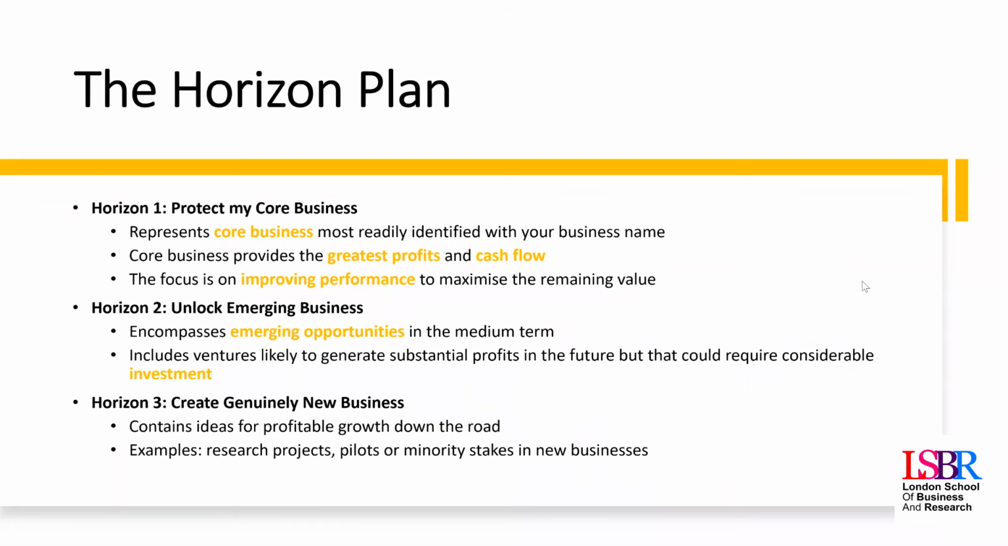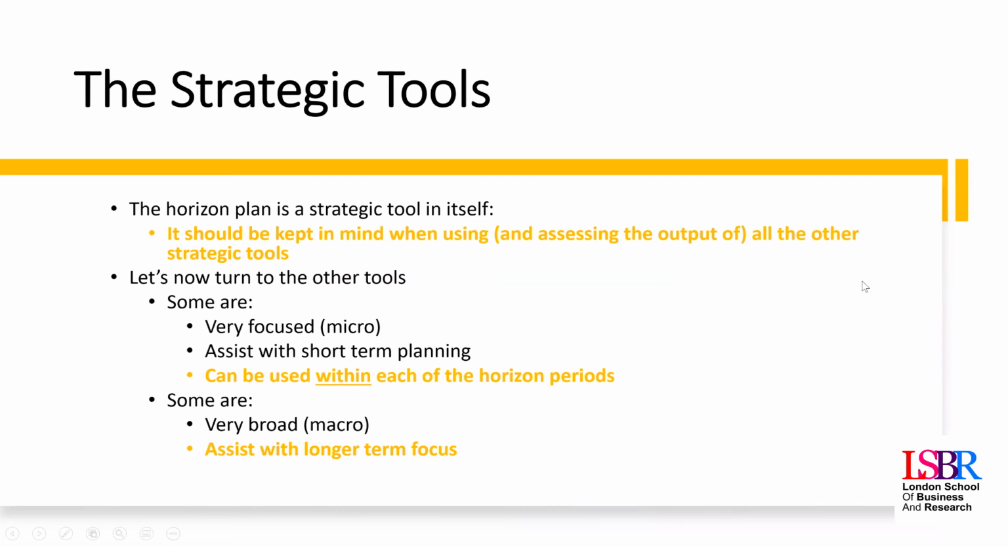Right, so let's move into the tools that we've been talking about, the strategic tools. Now, the Horizon Plan itself that I just covered is a form of strategic tool. Why? Because it allows you to identify where to fit your strategic goals and objectives. Is it about the core business? Is it about the emerging business? Or is it about creating new business opportunities? So in itself, you have a tool that allows you to organize or categorize your strategic goals and objectives.